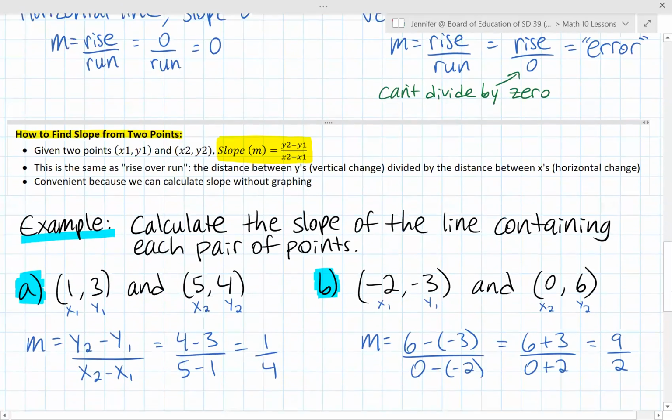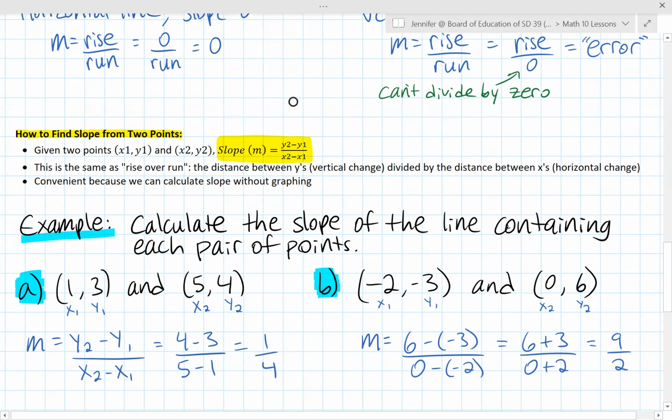So some examples. We have 2 points and we want to calculate the slope of the line that contains these 2 points. So I always find it helpful to label them as x1, y1, x2, y2. It doesn't matter if you had flipped them, just label them and then you'll be able to sub them into your formula easily. So y2 minus y1 would be 4 minus 3.